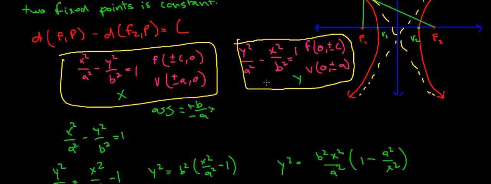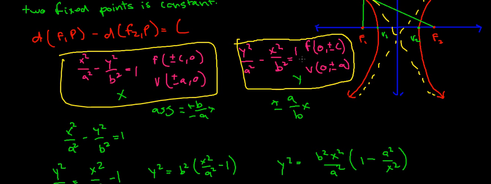And for a y transverse axis, it would be slightly different. It would end up being plus or minus a over b times x. I'm not going to spend time doing it. If someone wants to do it, they can just use this formula instead. The a and the b are going to be reversed. That's going to be the only difference.